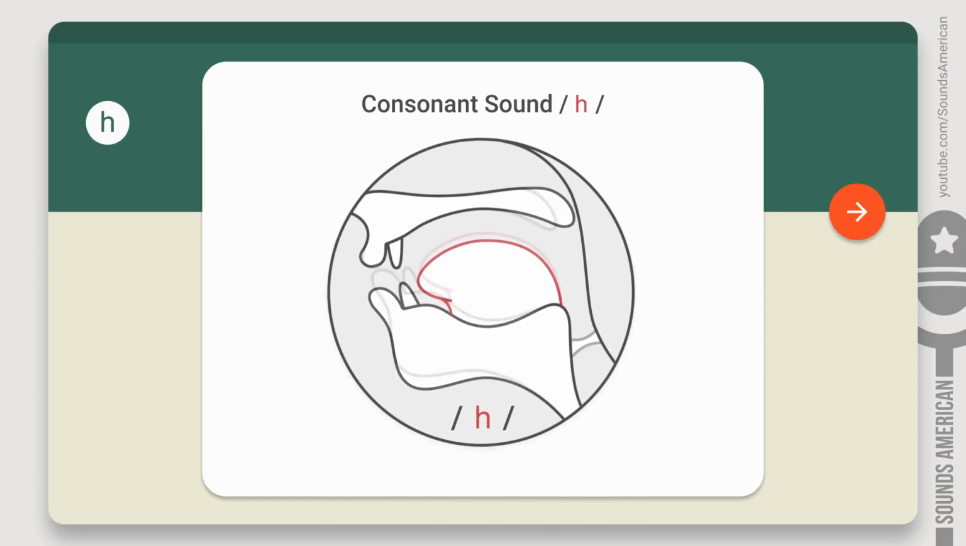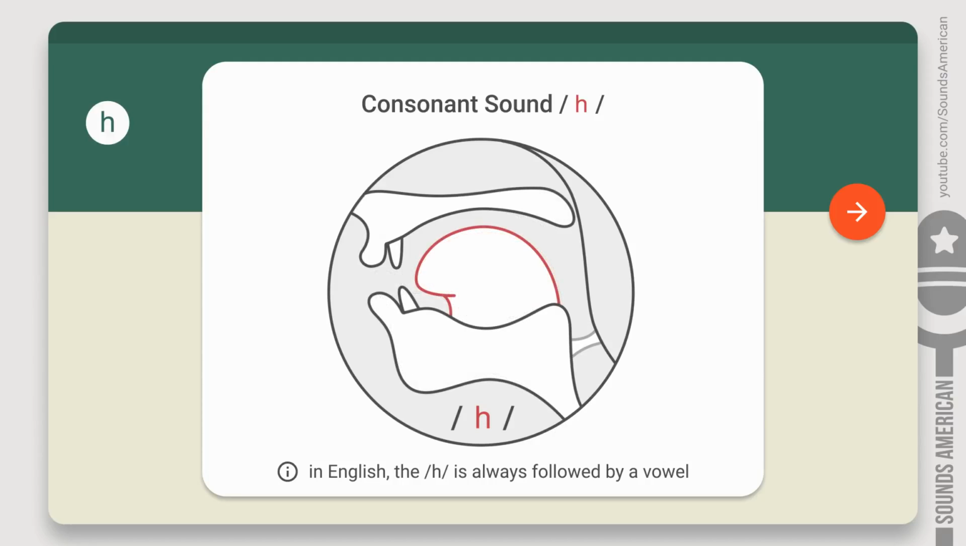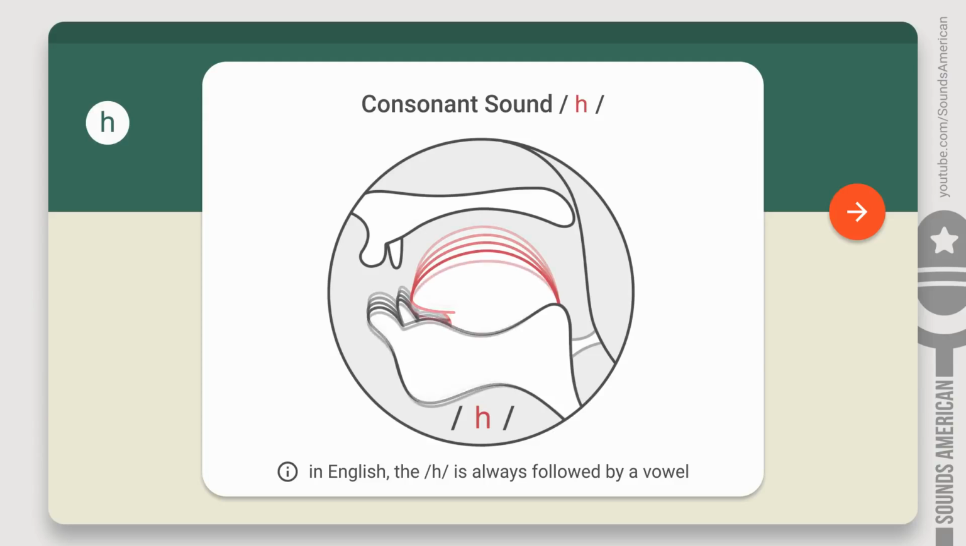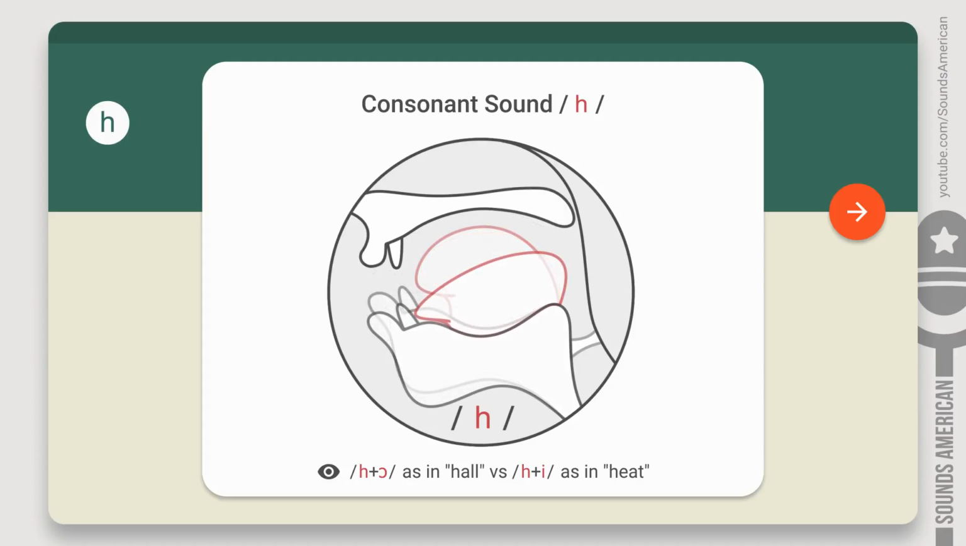Now get ready for the tricky part. Don't say we didn't warn you. In English, the h is always followed by a vowel sound. Therefore, when you pronounce the h, your lips and tongue take the position of the vowel that comes next. Take a look. Hall, heat. Did you notice how the position of your lips and tongue changed when you made the sound?